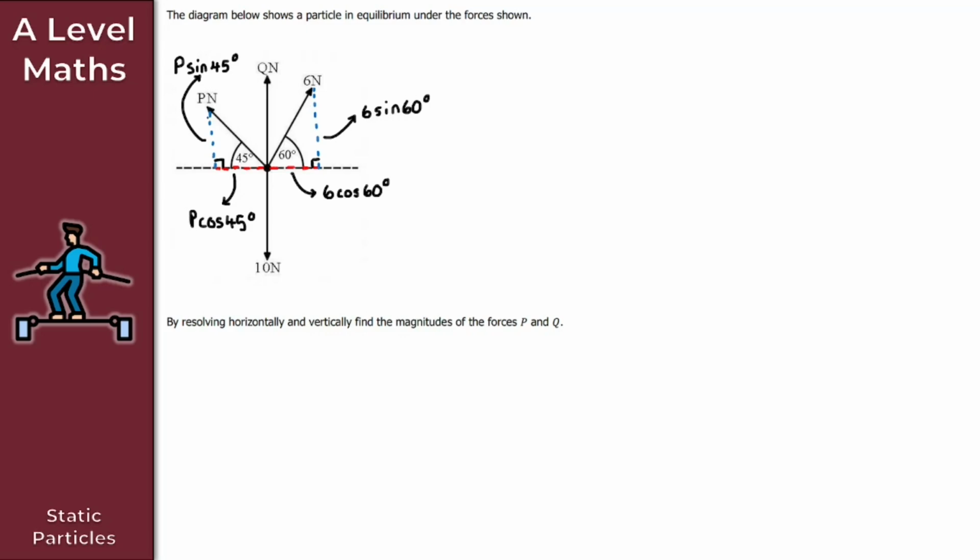So we now have a good starting point. We've split these two forces into horizontal and vertical components, so we've got everything we need to resolve horizontally and vertically to find the magnitudes of the forces P and Q. We start by resolving horizontally, taking to the right as positive. We need to consider what forces are acting horizontally to the right, which in this case is simply the one force of 6 cos 60 degrees. Because that's acting to the right, it is positive, since we've taken to the right as positive. So we get 6 cos 60 degrees.